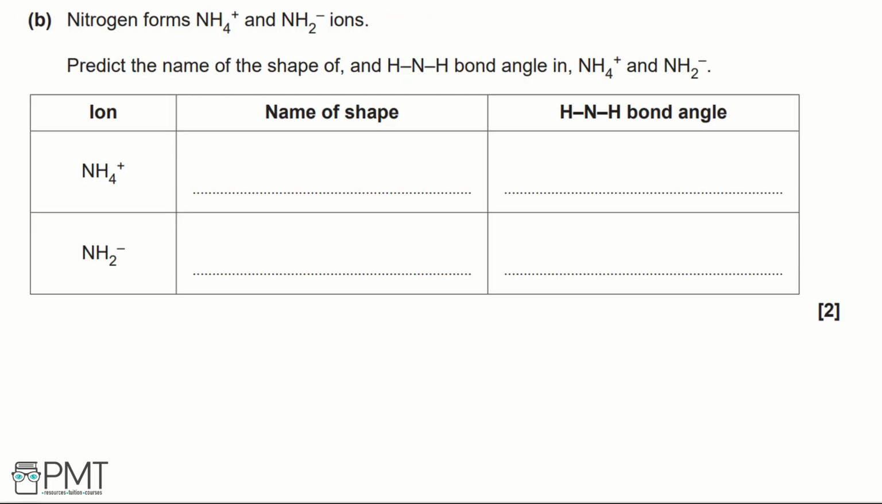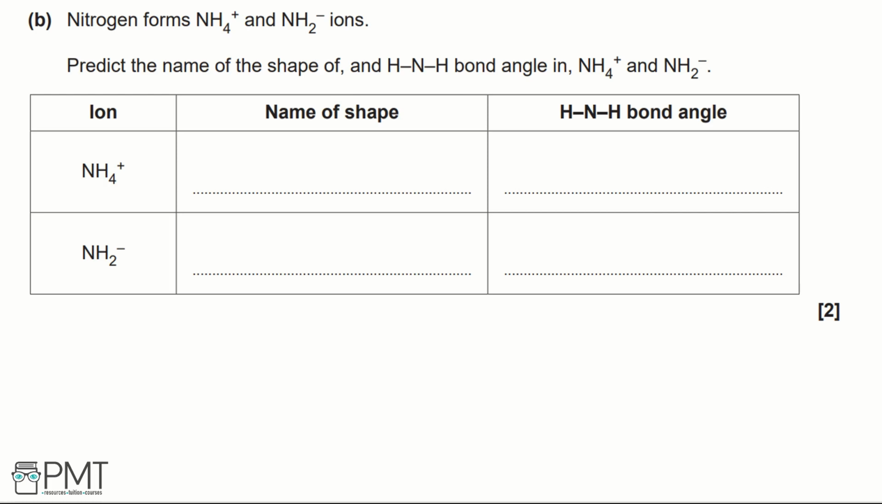Part B. Nitrogen forms NH4 plus and NH2 minus ions. Predict the name of the shape of and HNH bond angle in NH4 plus and NH2 minus. To begin, let's draw out the ions and their shapes.